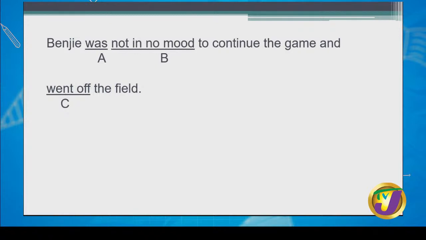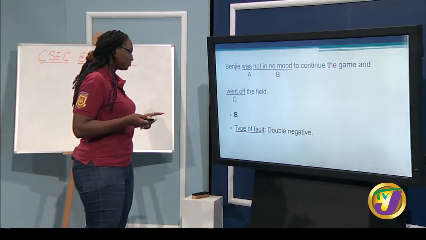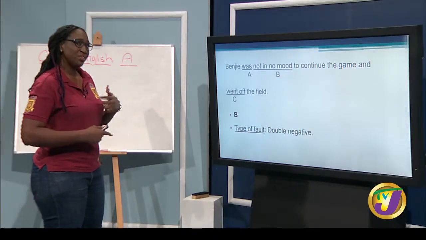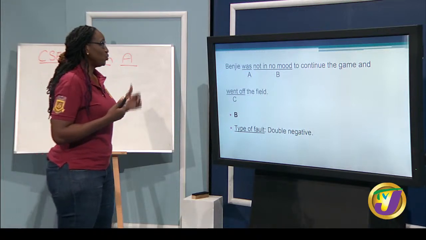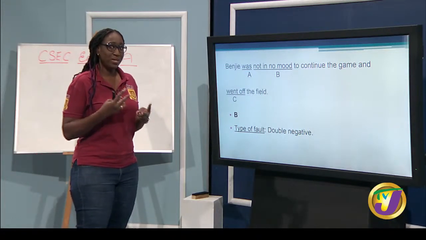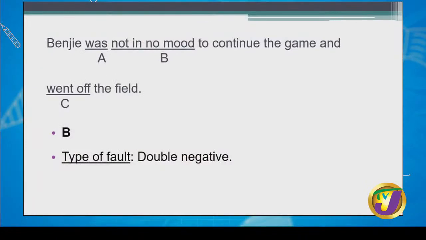Yes, you're correct. There is something wrong. And what is wrong is B, not in no mood. Why is that wrong? Can you tell me? What is wrong with saying not in no mood? You have the use of a double negative. So you should not in English use 2 negatives together. So in order to express this correctly, you have to make a change to at least one word in there.